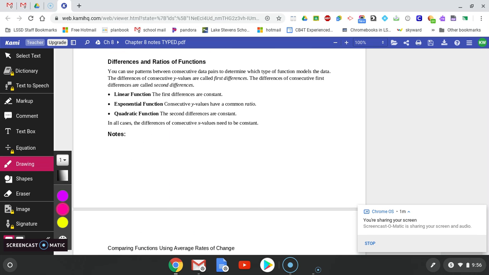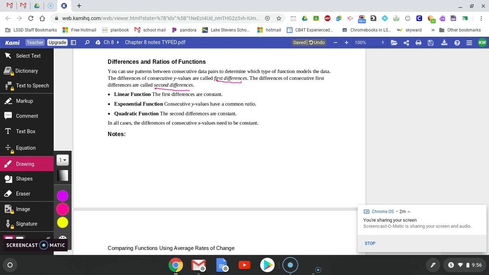All right, so the differences and ratios of functions. So it says you can use patterns between consecutive data pairs to determine which type of function model it is. In other words, if you're finding the pattern, that's called the first difference. So how much am I going up or down by? That's called the first difference. The second difference is going to be when you're finding the pattern between that pattern. So you're finding a pattern between what you already added or subtracted. So we'll look at that in just a second.